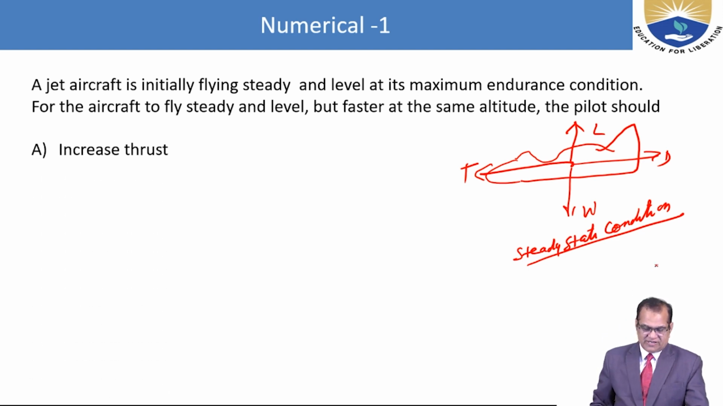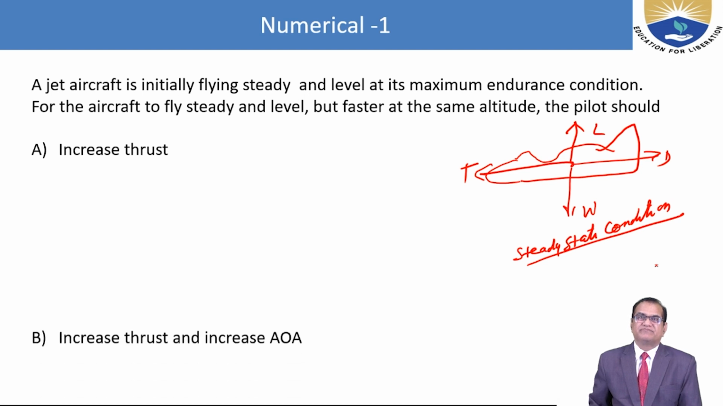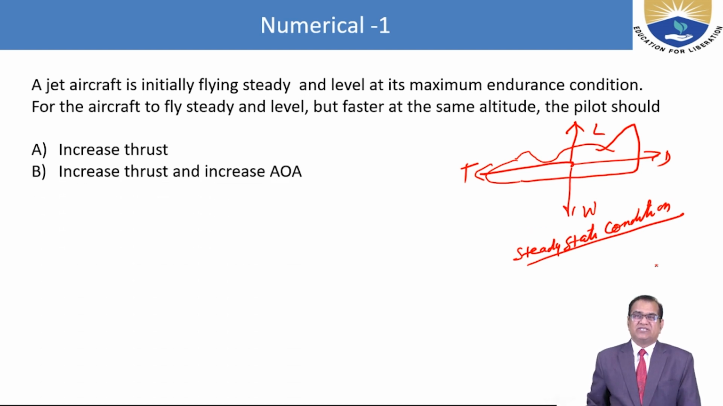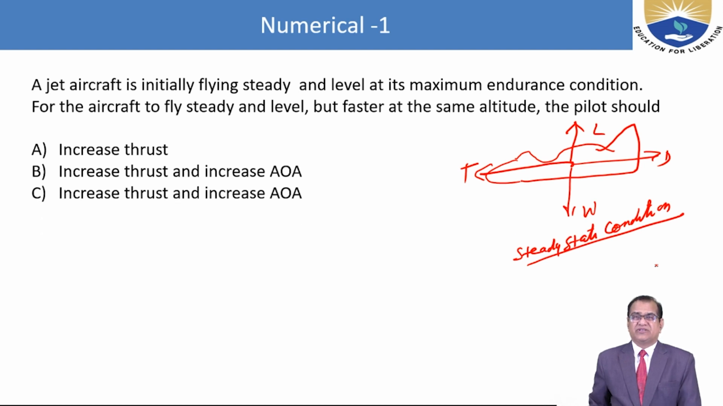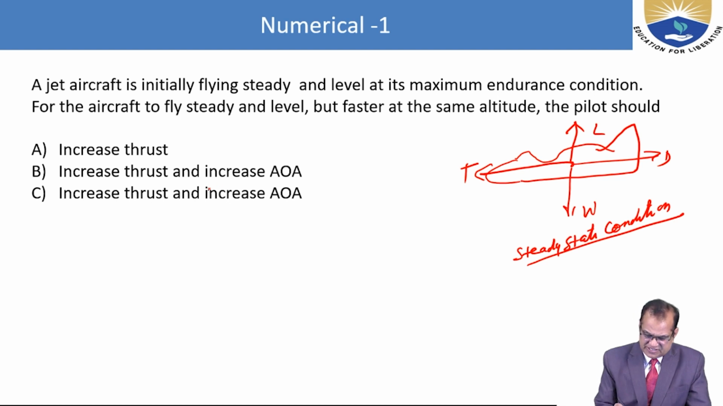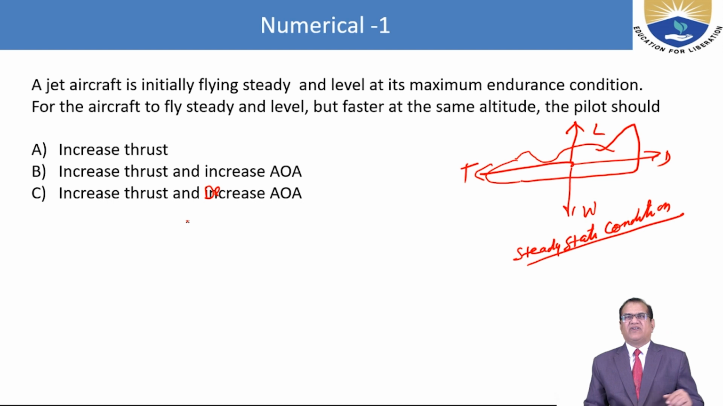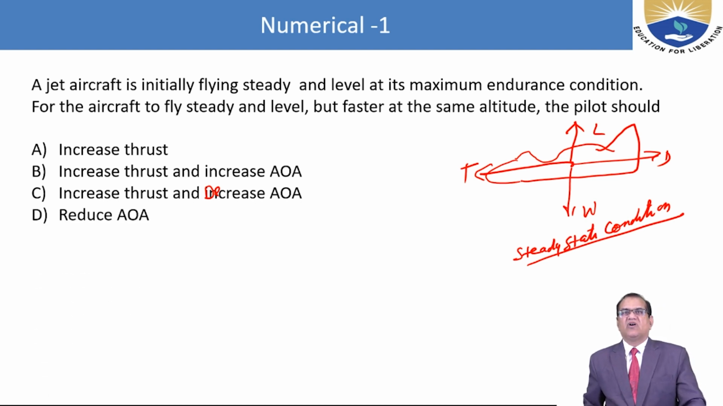The options are: increase the thrust, increase the angle of attack; increase thrust and decrease the angle of attack; and reduce angle of attack. So we will see which is the correct answer and why.